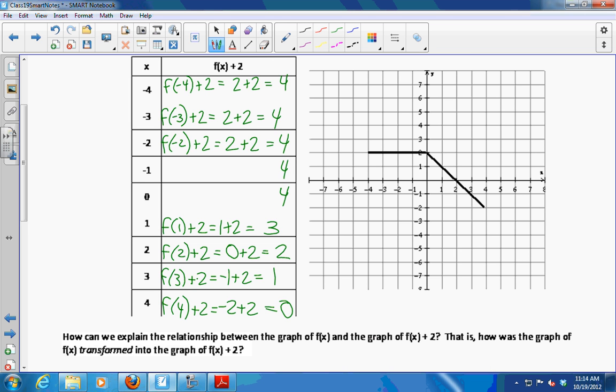So now I'm going to plot these points, where this is my x's, and these are my y's, my outputs. Okay, so I'm going to have -4, 4, and then -3, 4, -2, 4, -1, 4, and 0, 4. And then I have 1, 3, 2, 2, 3, 1, and 4, 0. So if I connect them, I get that green graph there.